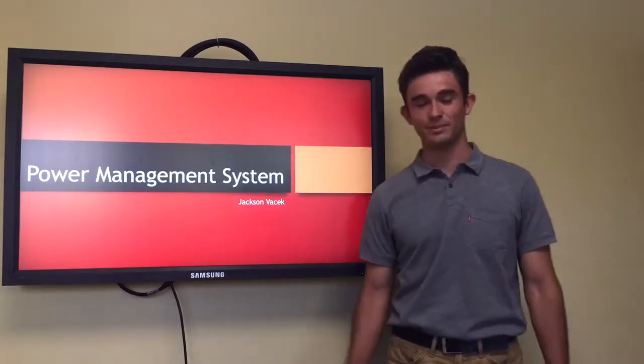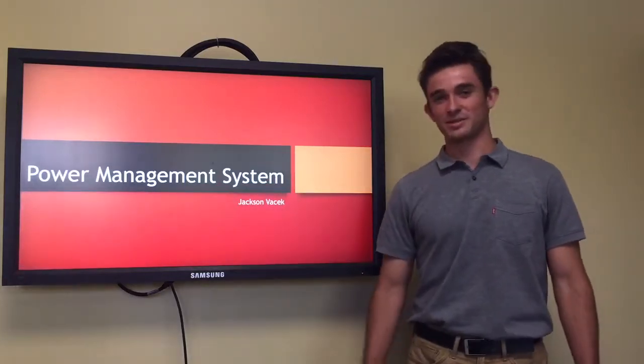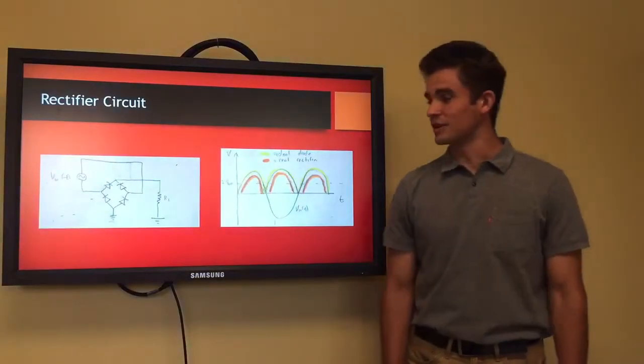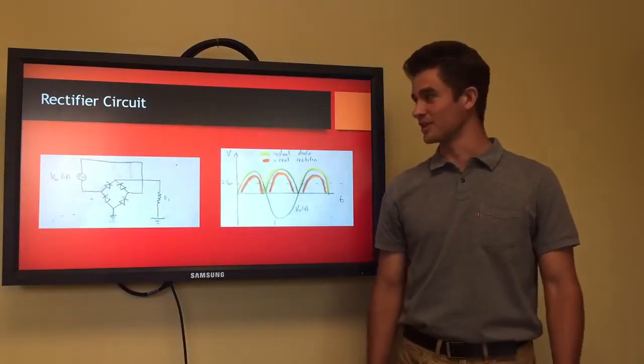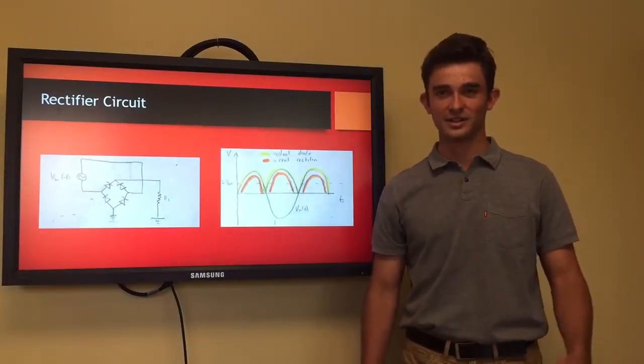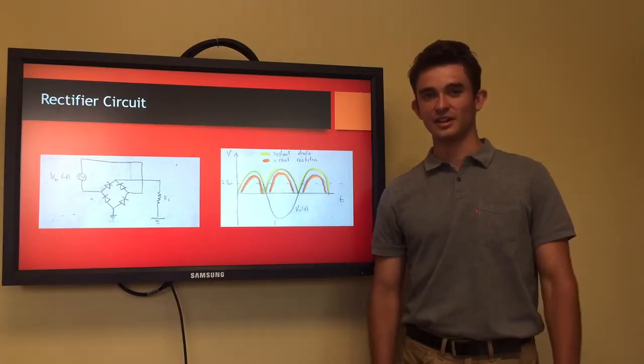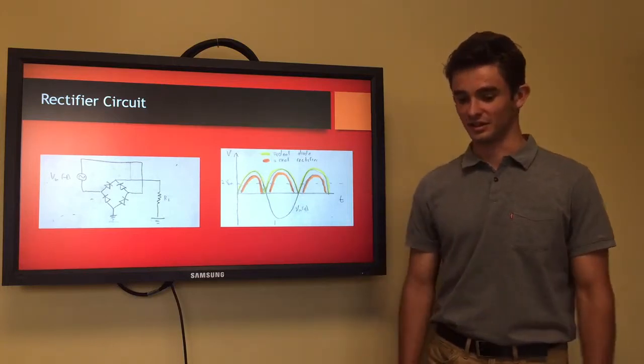So today we're going to be talking about a power management system, and more specifically an AC to DC converter. We're going to break this AC to DC converter up into three parts. We're going to look at the rectifier circuit on its own, the RC circuit on its own, and then we'll put it all together and look at the full rectified signal.